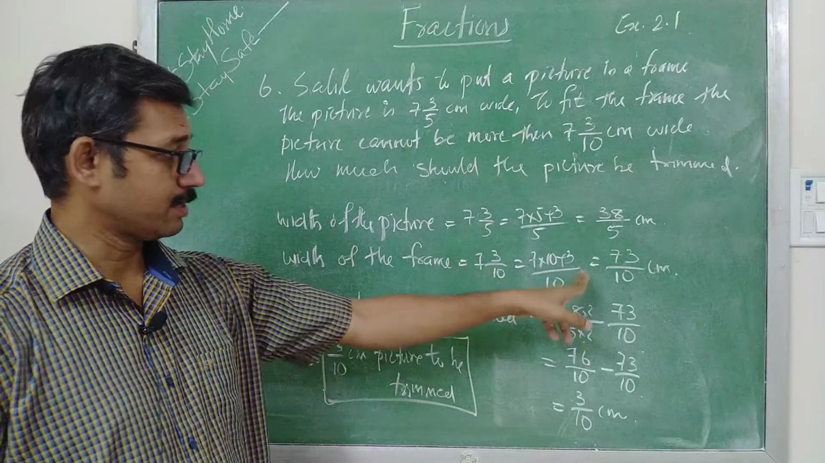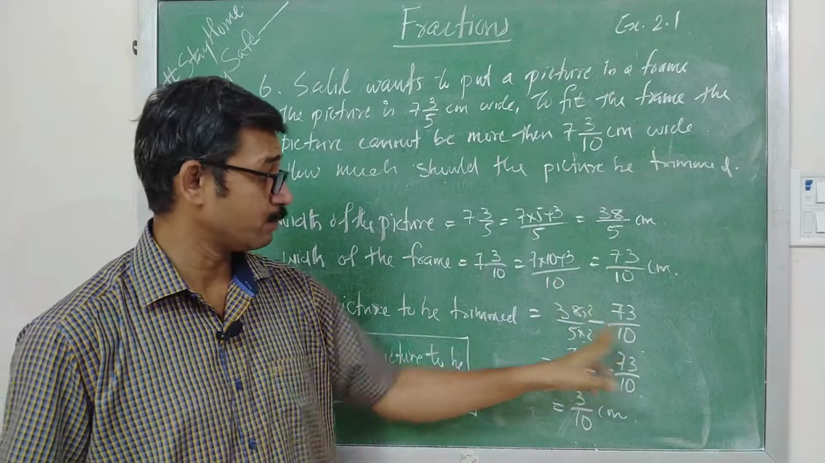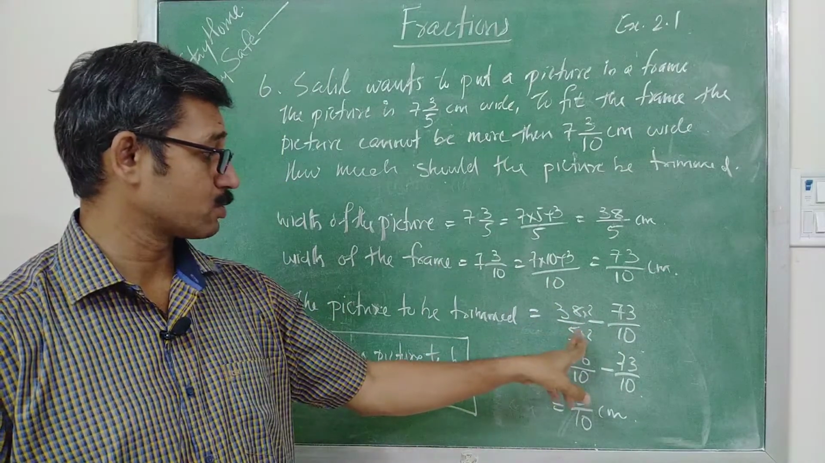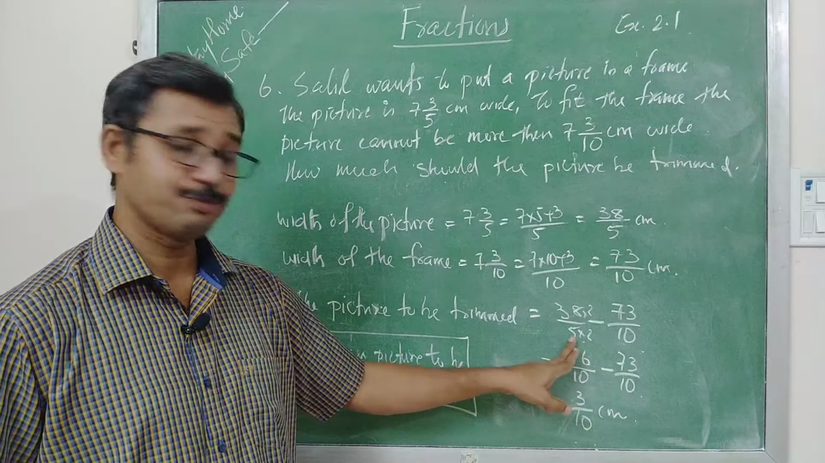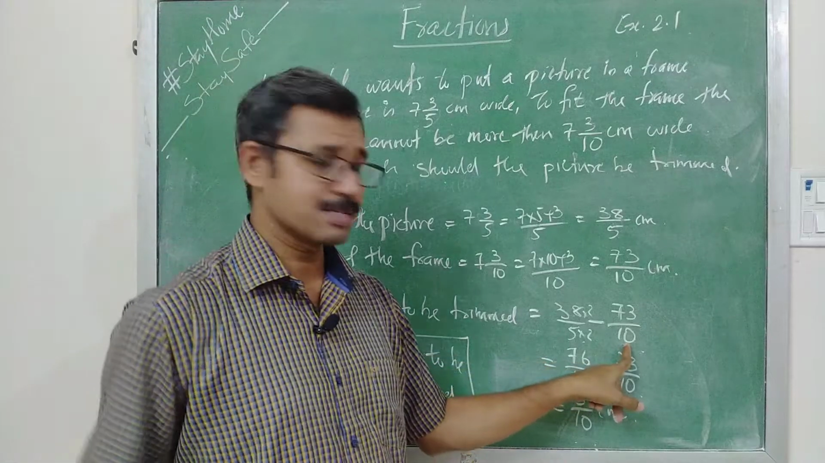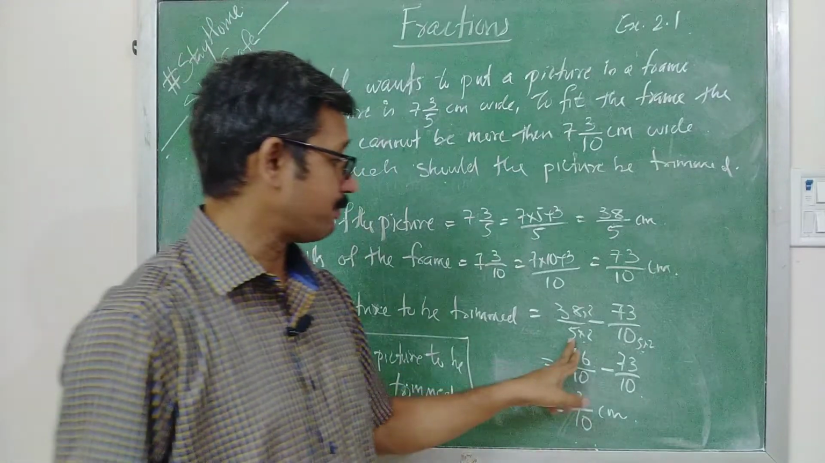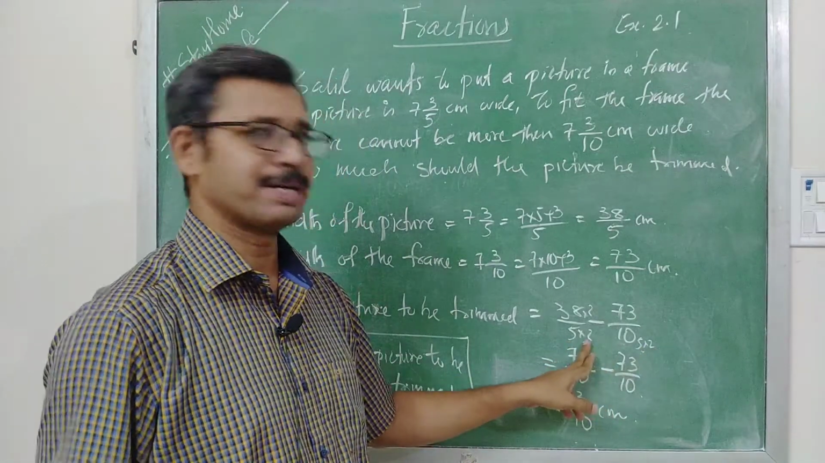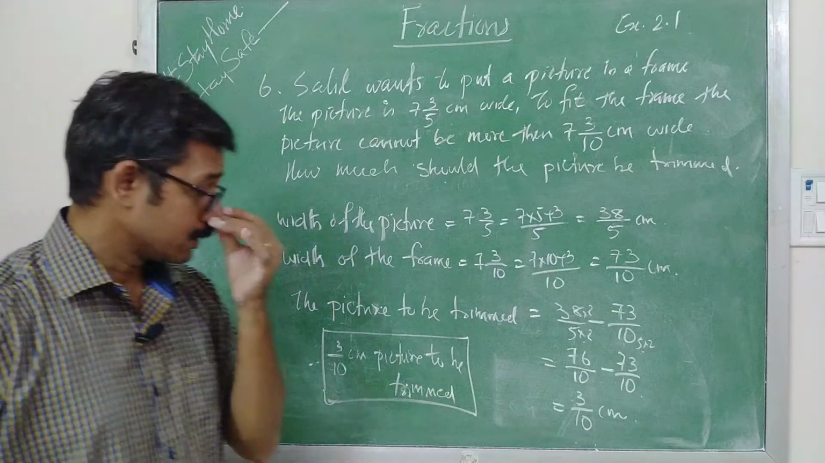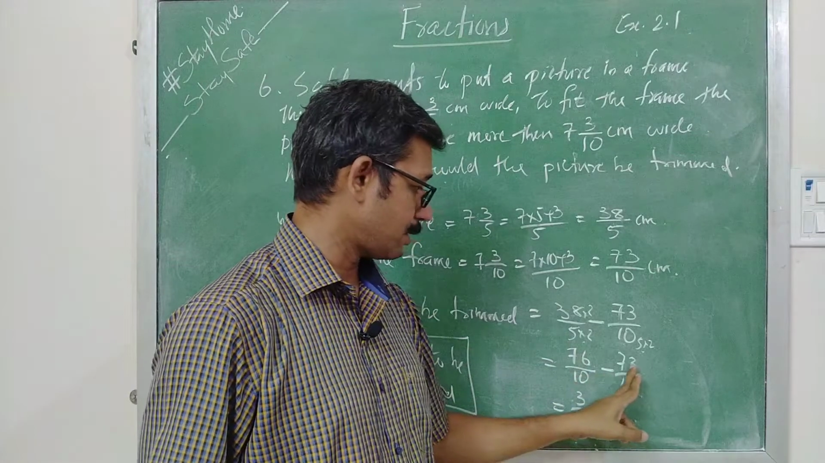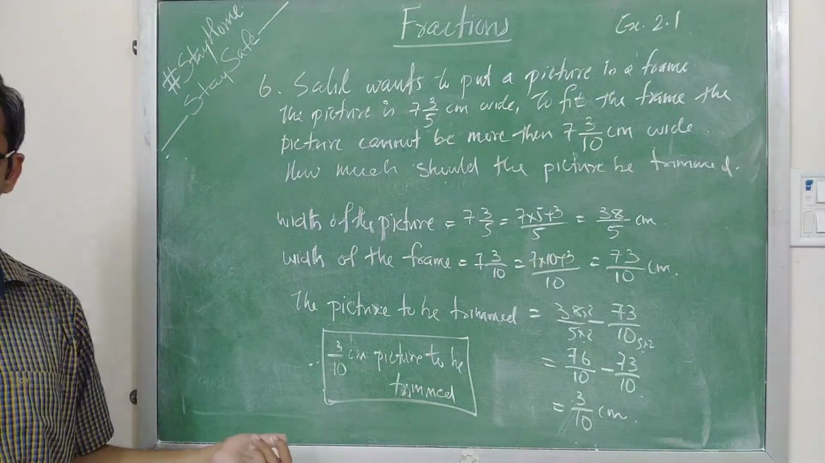7 into 5 plus 3, like that here 10 into 7 plus 3. This is very important. Then the picture to be trimmed is equal to 38 upon 5. It is necessary to make the denominators common. 10 means it is 5 into 2. What is common is 5, what is uncommon is 2, so we multiply by 2. This is a very easy way to understand how to make it equal. So it is 76 upon 10 minus 73 upon 10, that is 3 upon 10 centimeter. So that much part we trimmed.